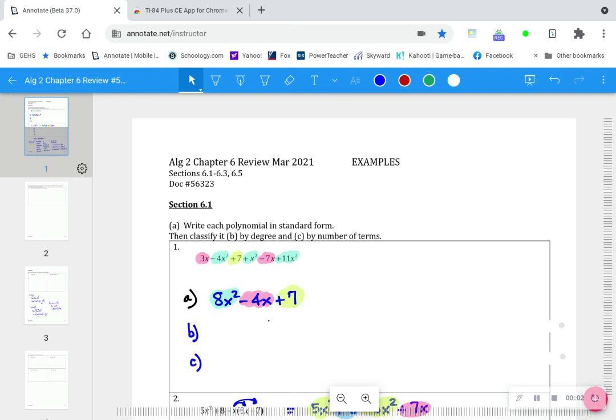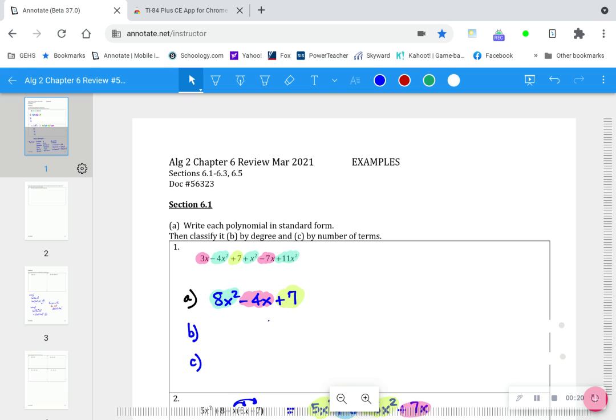Okay, so we're looking at the review for Chapter 6. This is sections 6.1 through 6.3 in Algebra 2, and it also includes 6.5. There's going to be a number of videos. I'm going to chop this into pieces so you can be specifically looking for the problems that you're having trouble with.